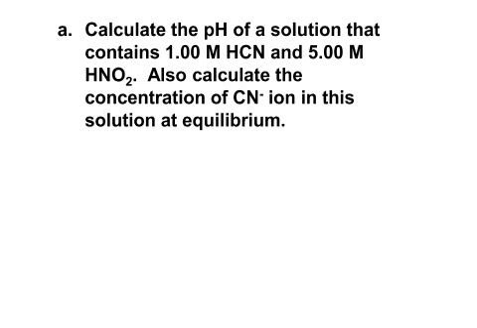Okay, I like this question. We have a solution where we have 1 molar hydrocyanic acid and 5 molar nitrous acid, pardon me. Also calculate the concentration of cyanide. Okay, it's quite a long problem. Technically, we have a weak acid, HCN, and another weak acid, HNO2. What do you think we need to do?